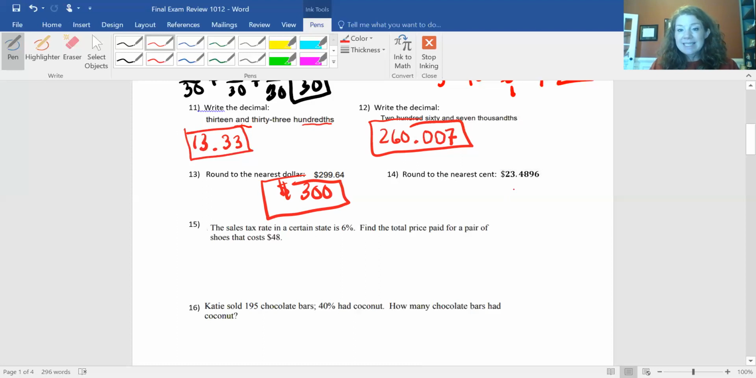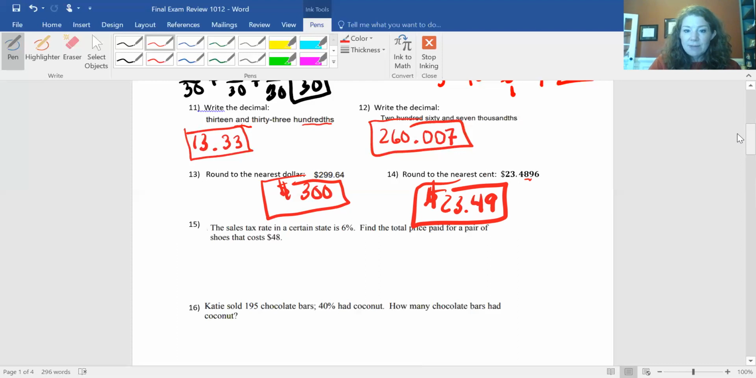Now we're going to round to the nearest cent. So which number is in the cents place? Well, the 8 is in the cents place. So you have to look at the number to the right of the 8, which is a 9. So what does a 9 do to an 8? It turns it into a 9. So rounded to the nearest cent is $23.49.